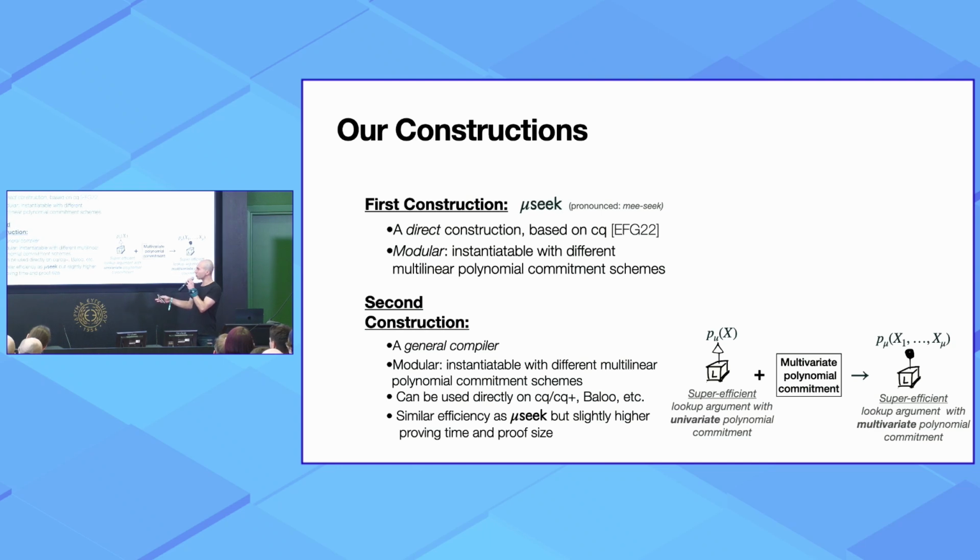I'm not going to talk so much about the efficiency of this second construction, but in general, it's as efficient as MISIC, but since it works black box, it does more stuff. It doesn't look very well at what you're doing. So you're probably going to be better off using the first one in many cases.